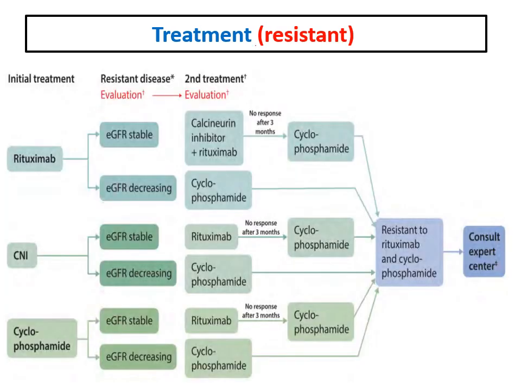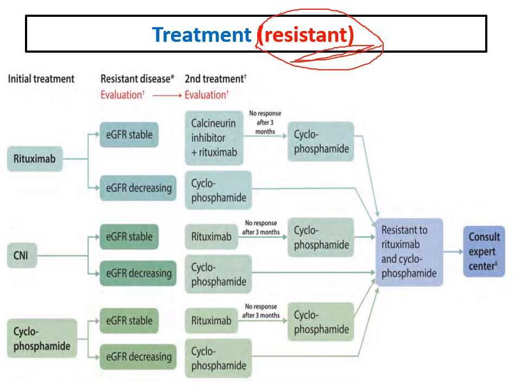What about the resistance? Resistant cases of membranous, as we said, are those who have proteinuria that didn't decrease, or decreased but did not normalize, and serum albumin did not normalize from the start. This we can define as resistant cases. How can we deal with them?